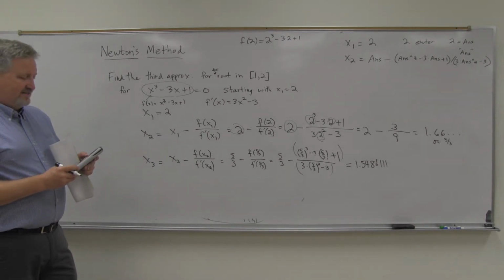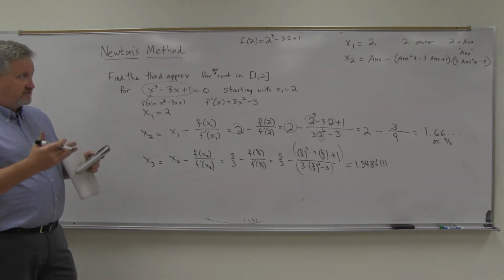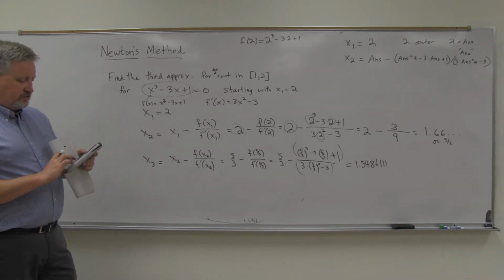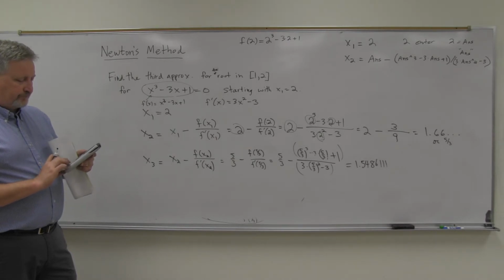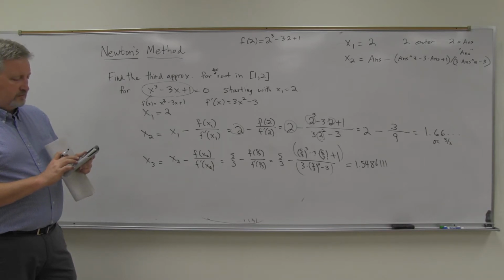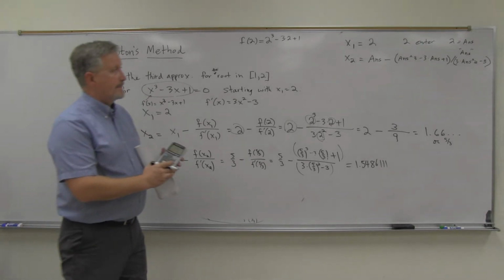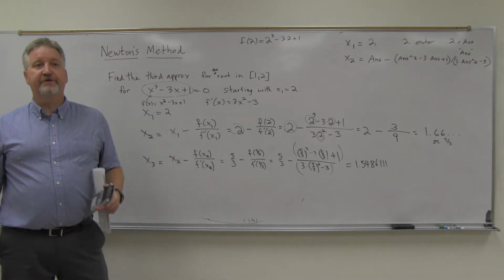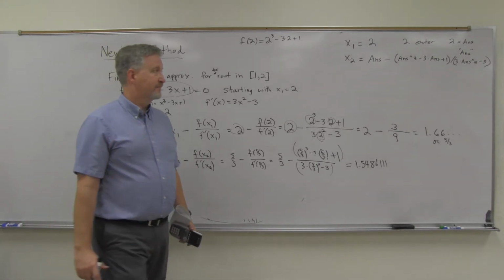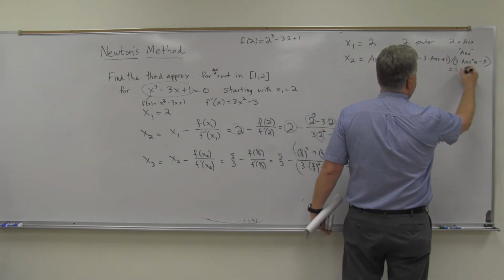So ANS minus the function value at ANS, so it'd be ANS cubed minus 3 times ANS plus 1. And divide that by 3 ANS squared minus 3. Hit enter. Should get the 1.66 repeat, okay, that we got here.